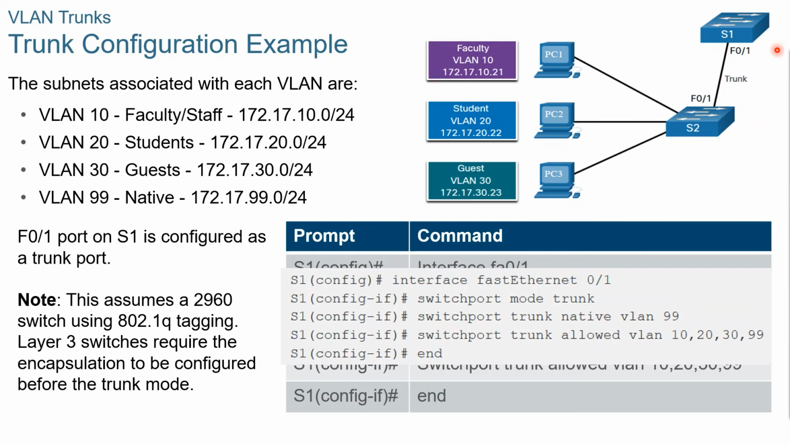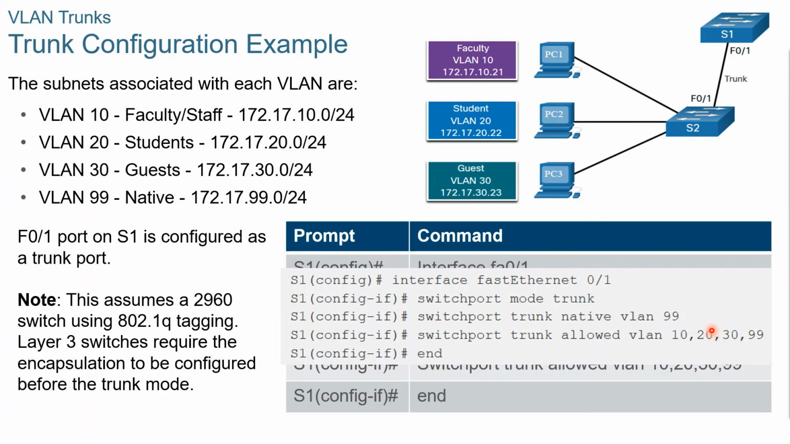So on switch 1, you go to interface Fa0/1, so interface FastEthernet 0/1. Switchport mode trunk. Switchport trunk native VLAN 99. And then switchport trunk allowed VLAN 10, 20, 30, and 99. Now, if you have created other VLANs aside from those specified here, for instance VLAN 40, it will not be allowed to use the trunk unless you include it on the list.